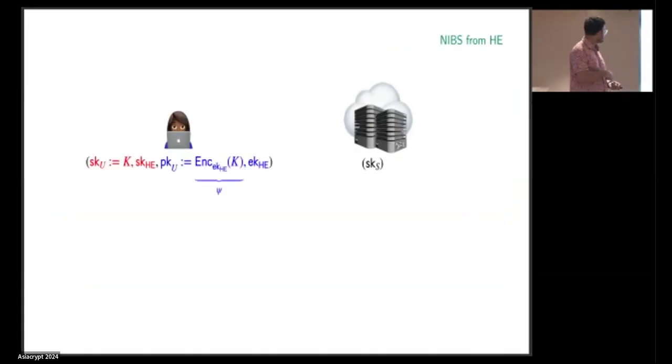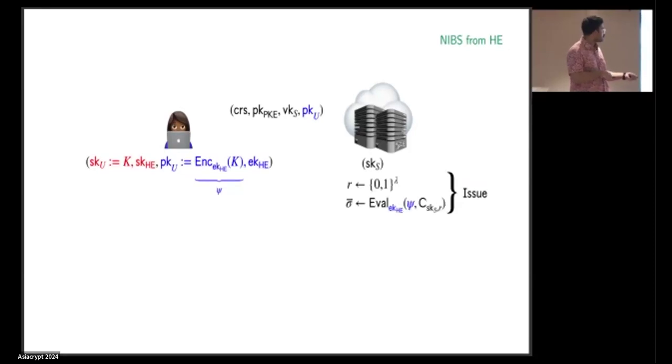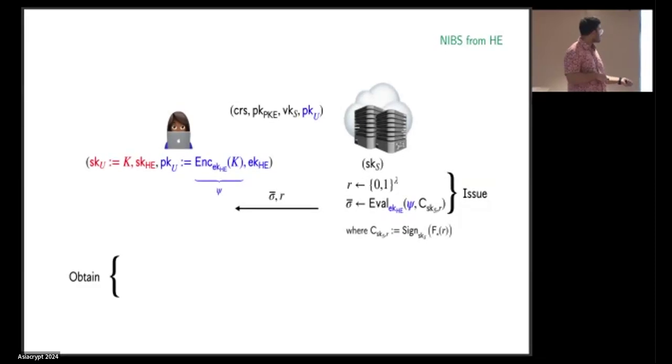So again, pictorially, the public key is an encryption of the PRF key, and the signer will evaluate the ciphertext on the circuit C, which is just a signature on the PRF evaluation of R. It will then send over both the pre-signature as well as the randomness. And like I said, the message is the PRF evaluation and the signature.